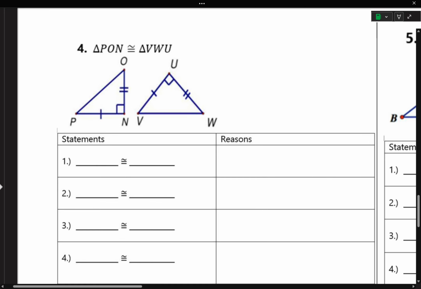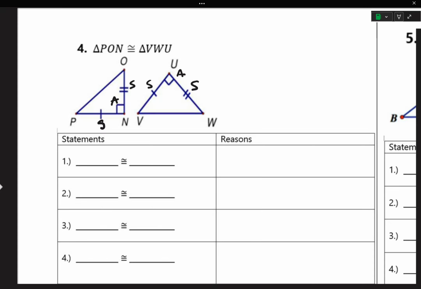Number 4. First, let's see what they have marked. I see that each triangle has a side, 2 sides, and an angle marked. Let's see if it's a side angle side sandwich though. All right, so we got side, angle, side. Side, angle, side. Yes, it's a sandwich. They're going to be congruent.